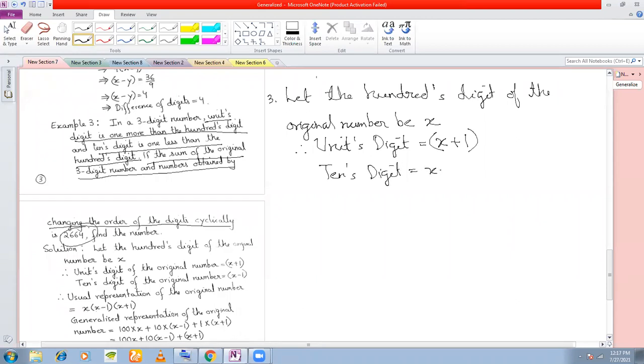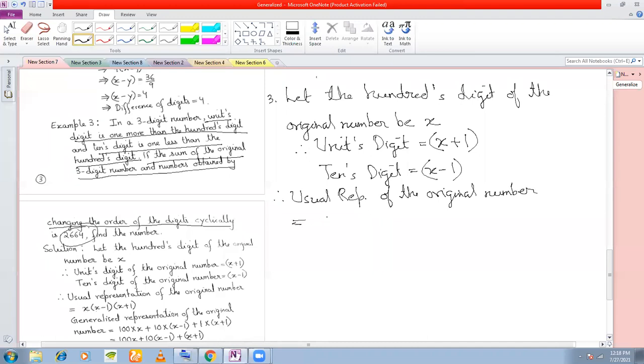The tens digit should be x minus 1, right? So I've got the hundreds digit, the units digit, and the tens digit. Therefore, what is the usual representation of the original number?